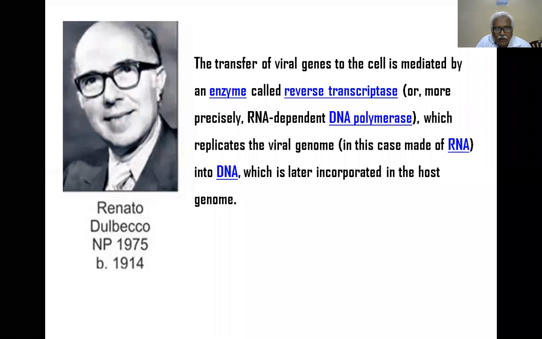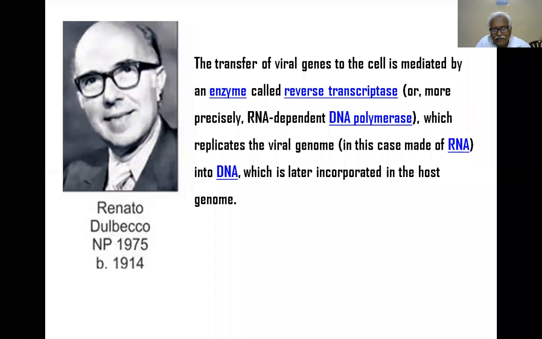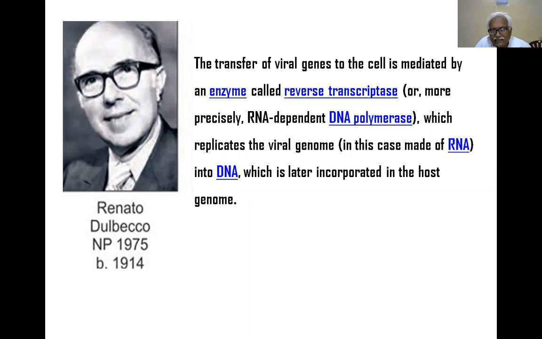So Renato Dulbecco, who got the Nobel Prize in 1975, was born in 1914. The transfer of viral genes to the cell is mediated through an enzyme. But remember this name, called reverse transcriptase. If you want to spell it precisely, RNA dependent DNA polymerase. Nowadays it's better to remember it as precisely as possible. So we call it reverse transcriptase, more precisely, RNA dependent DNA polymerase.